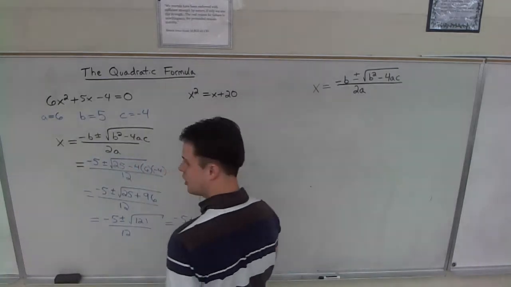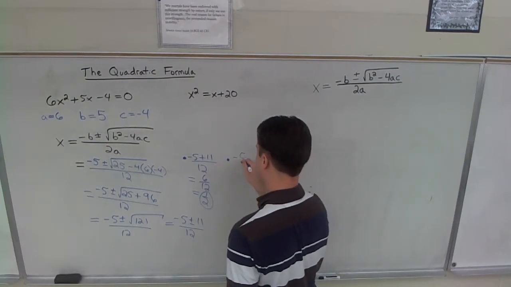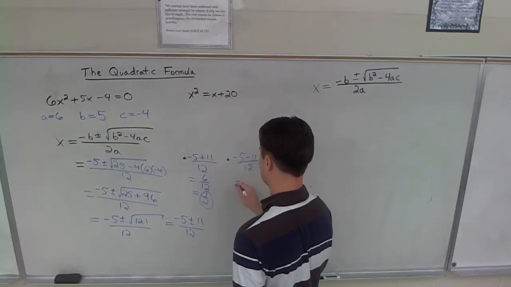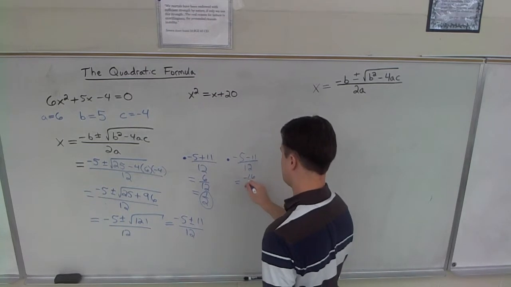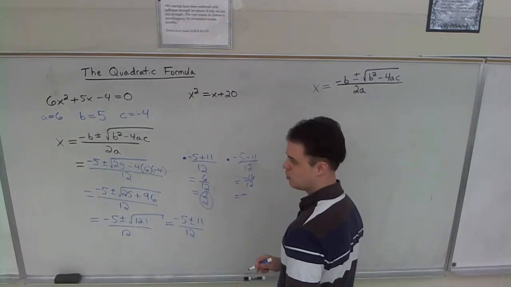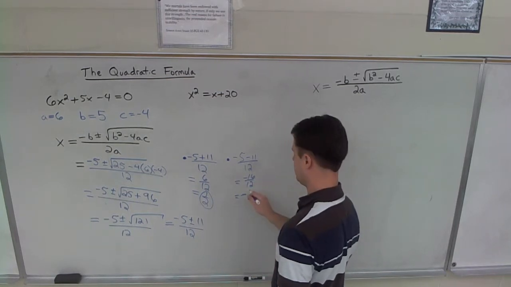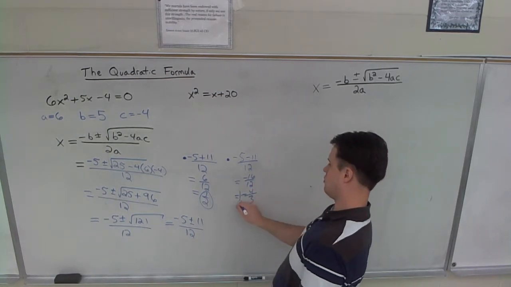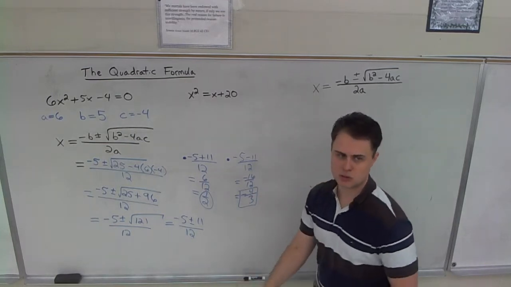And then I'm going to write my other answer separately, negative 5 minus 11 over 12. So that's going to be negative 16 over 12, which you could leave. I mean, if you left it as that, I'd be all right, but 4 goes into both. 4 times on top, 3 times on the bottom. There's the 2 answers to this guy.